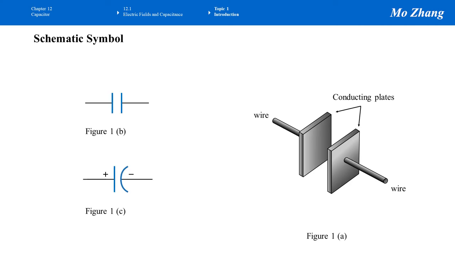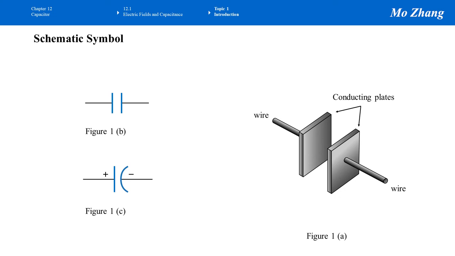The two symbols on the left-hand side are the schematic symbols for a capacitor. The one in figure A is the general symbol, the simplest symbol. Most of the time, we use this symbol to represent a capacitor. The second figure, figure 1C, is a capacitor symbol as well. But as you can see, the positive and negative signs are labeled next to the capacitor, which means this capacitor has polarity. In other words, the orientation, the direction in which to connect the capacitor, is important.